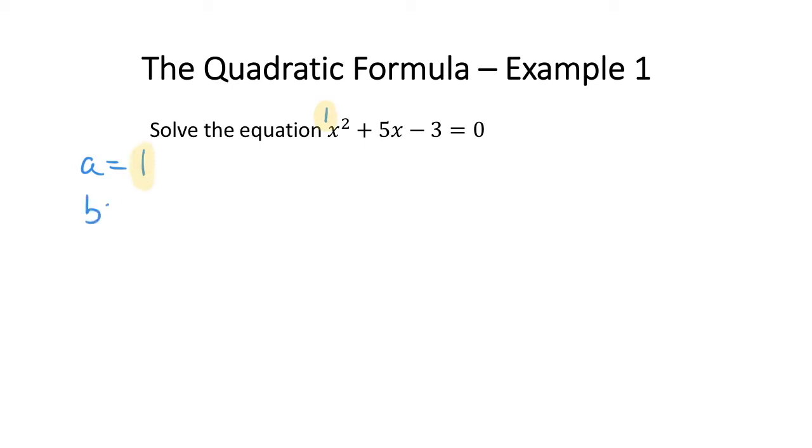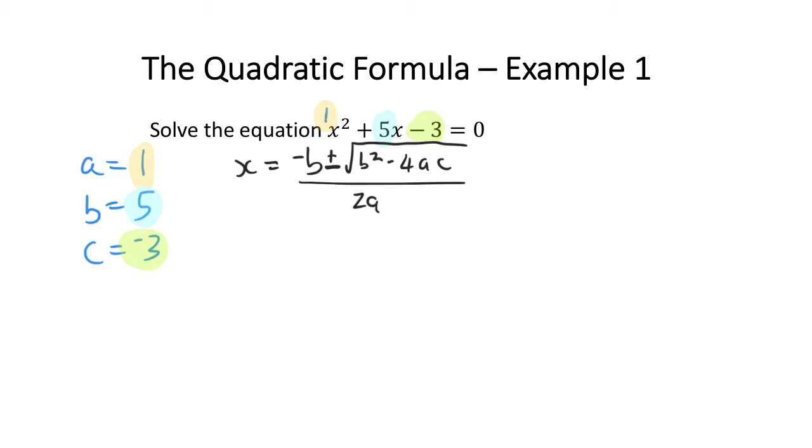My b value is in front of my x, so b is equal to 5. And my c value is the standalone value, which is minus 3. So c is equal to negative 3. After you have identified the a, b, and c values, you can go ahead and write the formula. So x is equal to negative b plus or minus the square root of b squared minus 4ac, divided by 2a.